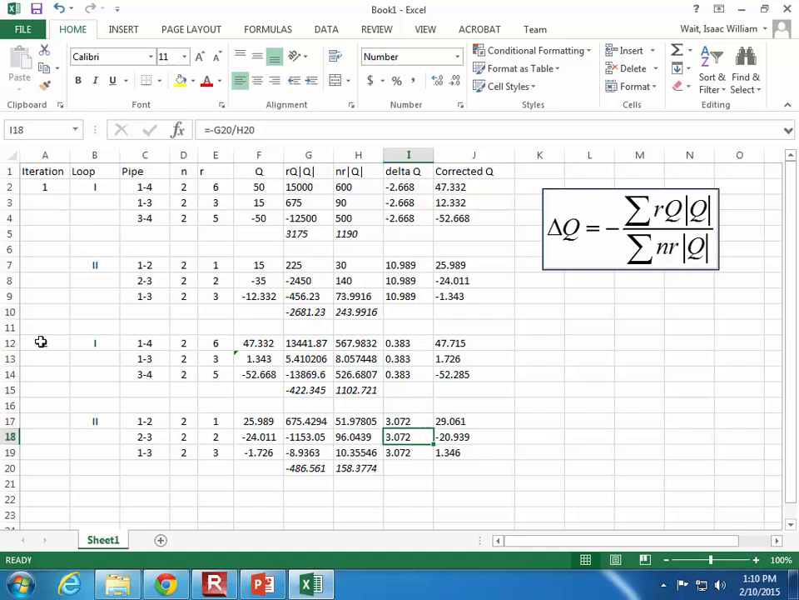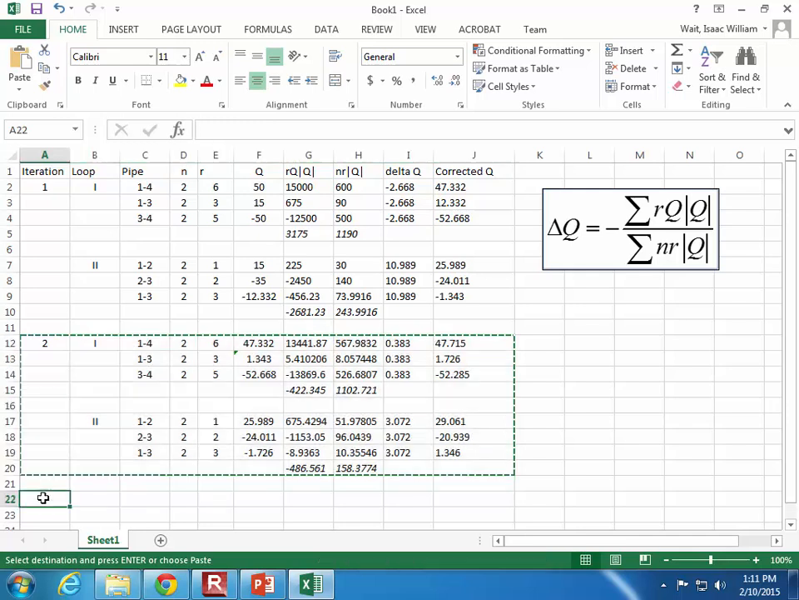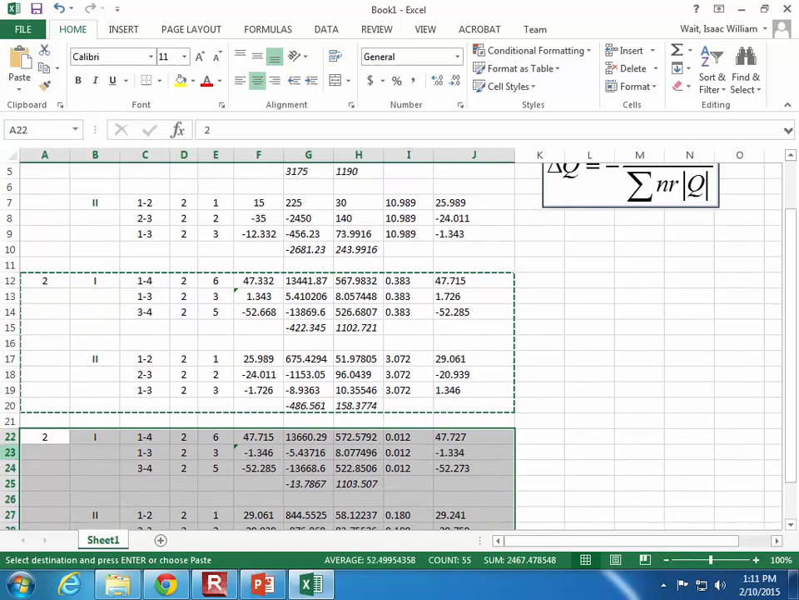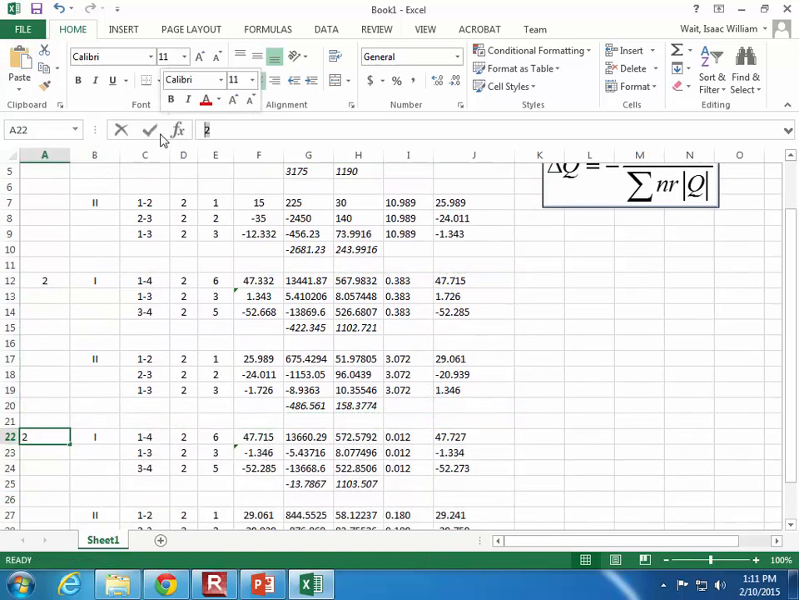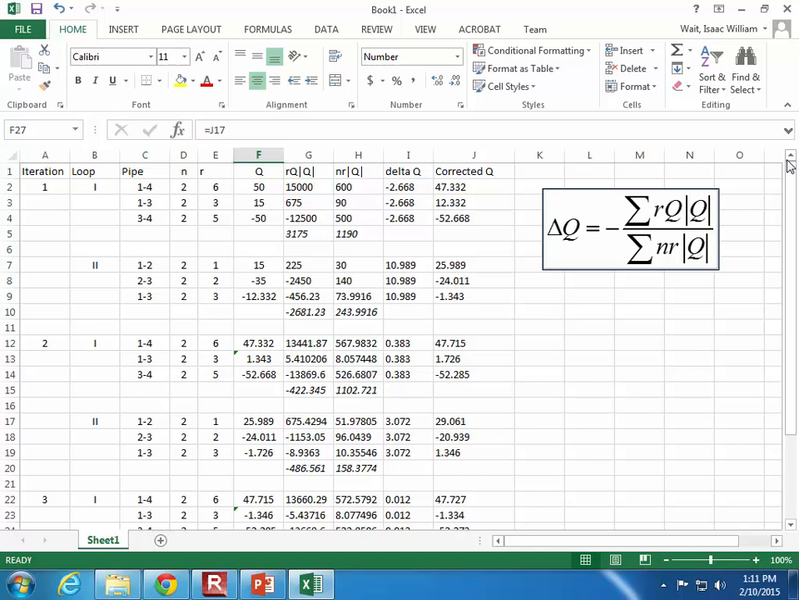So now it really gets easy. Copy, paste. You have to maintain correct spacing or else the relative references will mess up, as you saw in a previous example I did in Excel. So paste, and let's just change this to a 3 and then make sure that our references look okay, like it's looking where it needs to look for the flow rates. Yeah. And these delta Q's are getting nice and small.